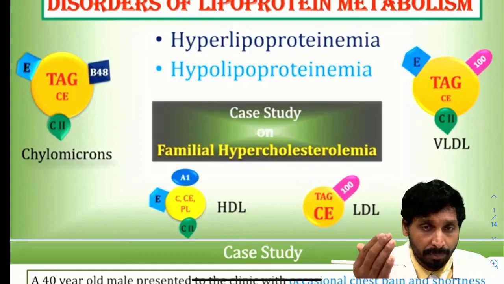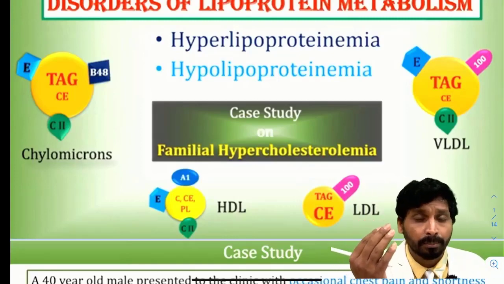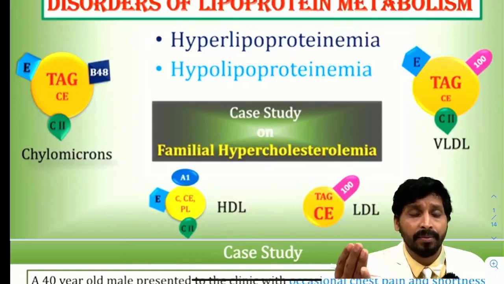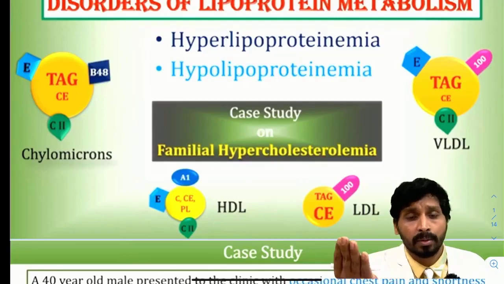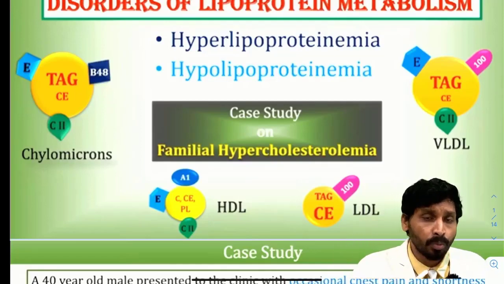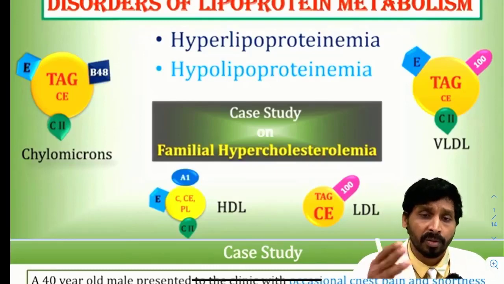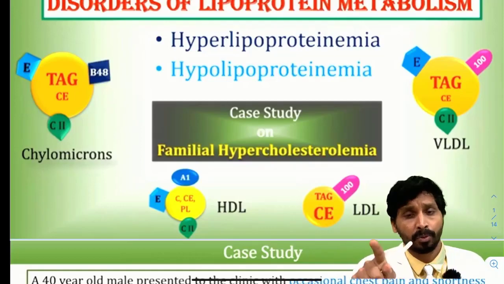For hyperlipoproteinemia, familial hyperchylomicronemia is because of LPL deficiency, lipoprotein lipase deficiency, where triglycerides will be elevated, and in 2A hypercholesterolemia total cholesterol level will be elevated. In 2B, triglycerides and total cholesterol both will be elevated. So that is the difference among the hyperlipoproteinemias and hypolipoproteinemias.